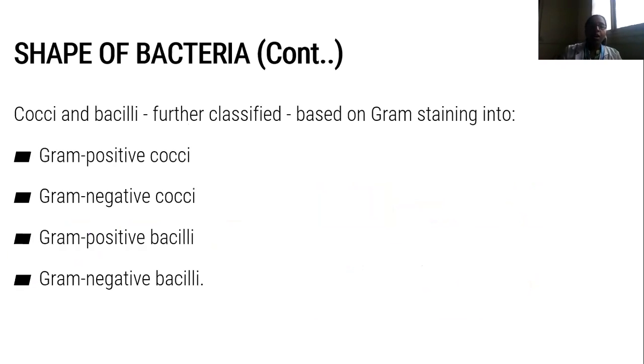Coming to the shape of the bacteria, as I already told you, based on gram staining, there are gram-positive cocci and gram-negative cocci, gram-positive bacilli and gram-negative bacilli. Later I will be telling what is gram positive or negative.